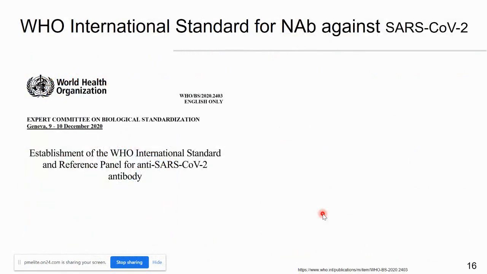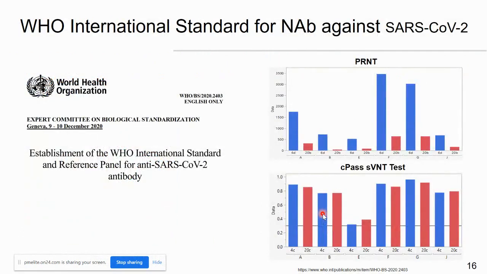So the international standard was actually produced last year, and WHO has done a very beautiful summary of this study. A total of 45 labs across many different countries participated in this study. Of course, you can see that PRNT, the live virus assay, even in this summary has shown quite a bit of deviation between the labs.